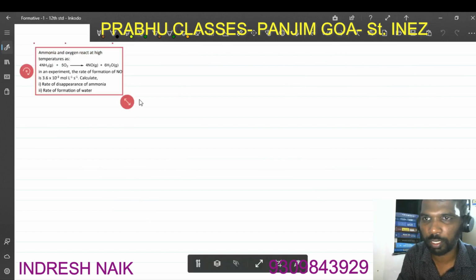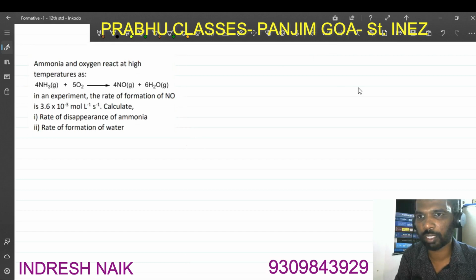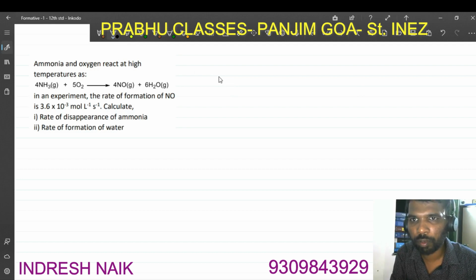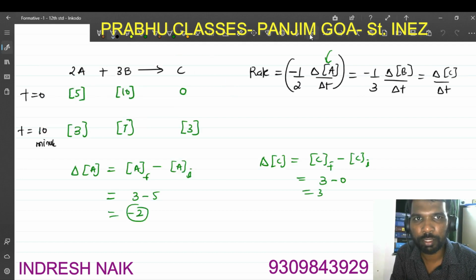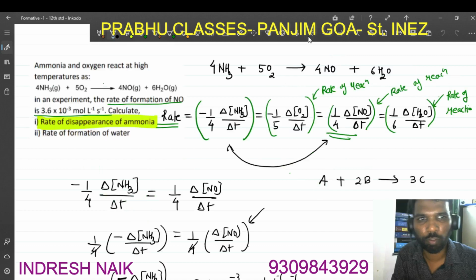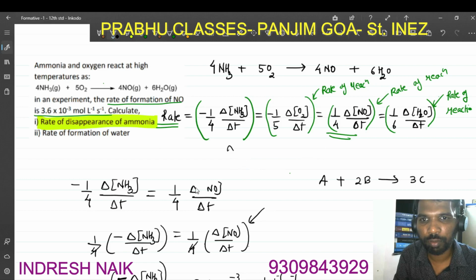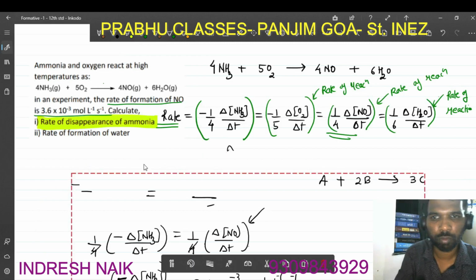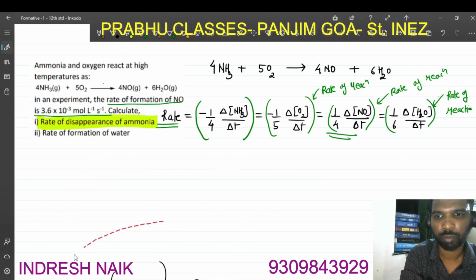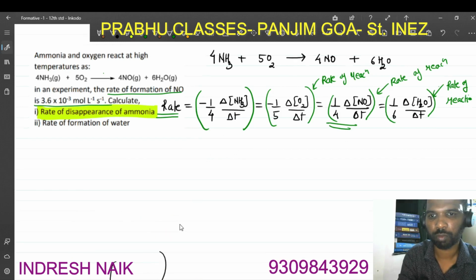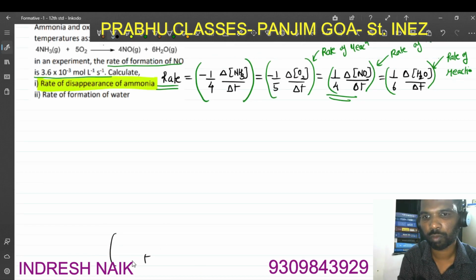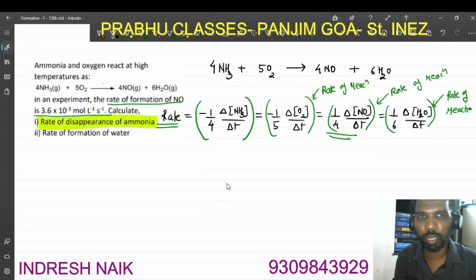So we'll take the second part of this question. The second part of this question is the rate of formation of water is asked. Rate of formation of water, again, you are going to relate it this way. I'll solve here only. Yes, rate of formation of water is asked. We have the equation. So I will relate either this or this versus this. I can do anything for that matter.